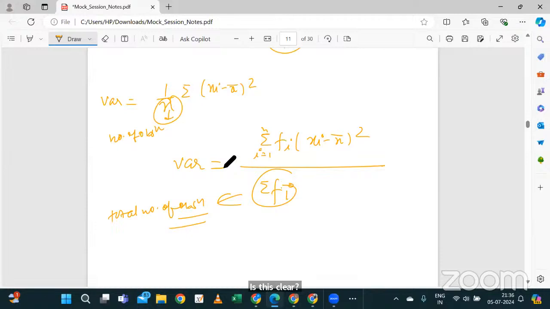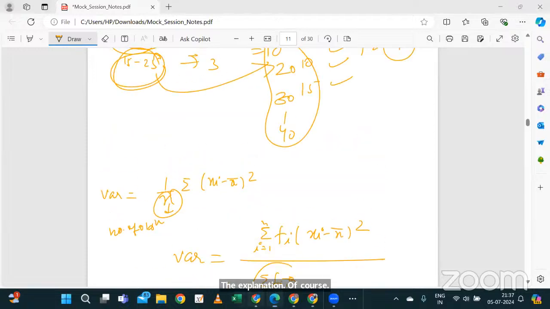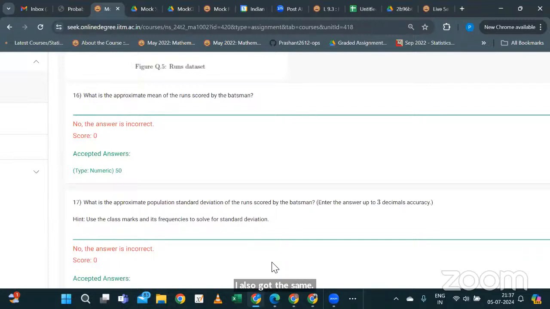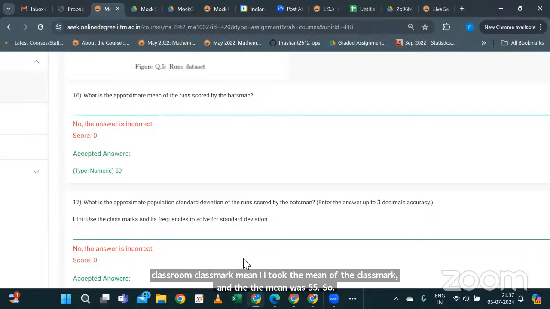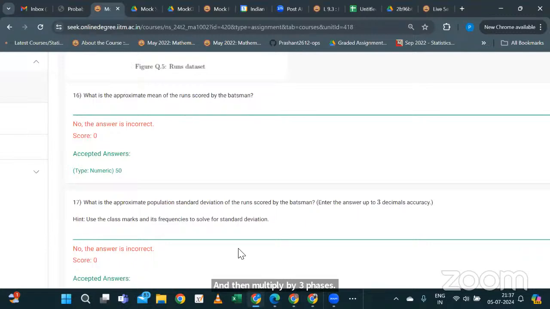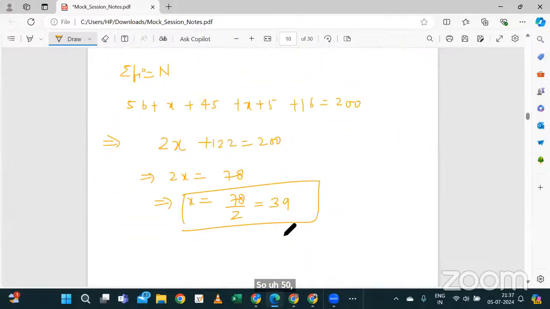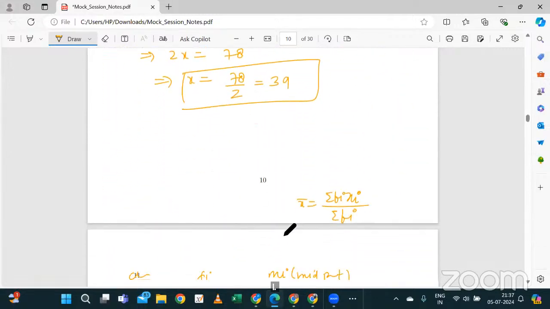Sir, one more question. In the previous question 16, I got 550 divided by 10, so 55 I got. How did you mark the class mark? Sir, I took the mean of the class mark, and the mean was 55. Multiply by frequencies, no? I think you got 550, right? So 550 divided by 10 is what? Yeah, I got 550 divided by 10. Okay. Why did you do 10?